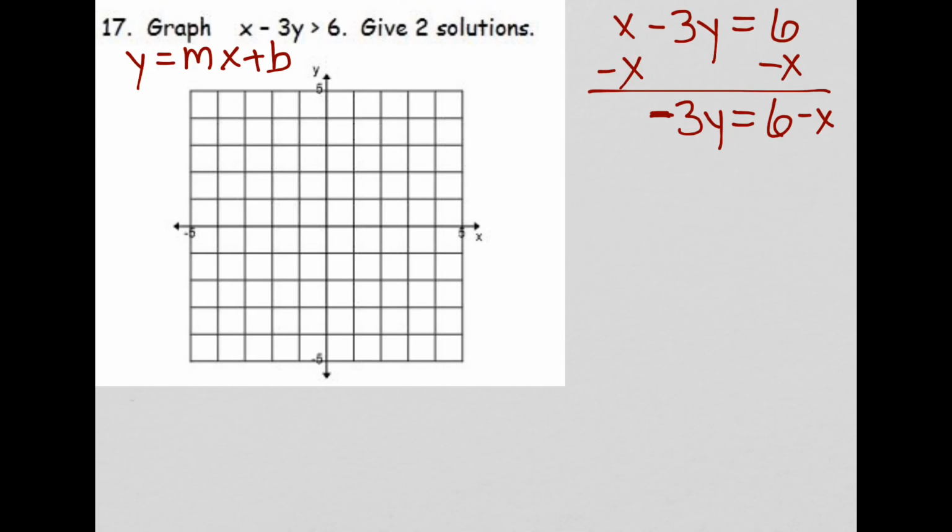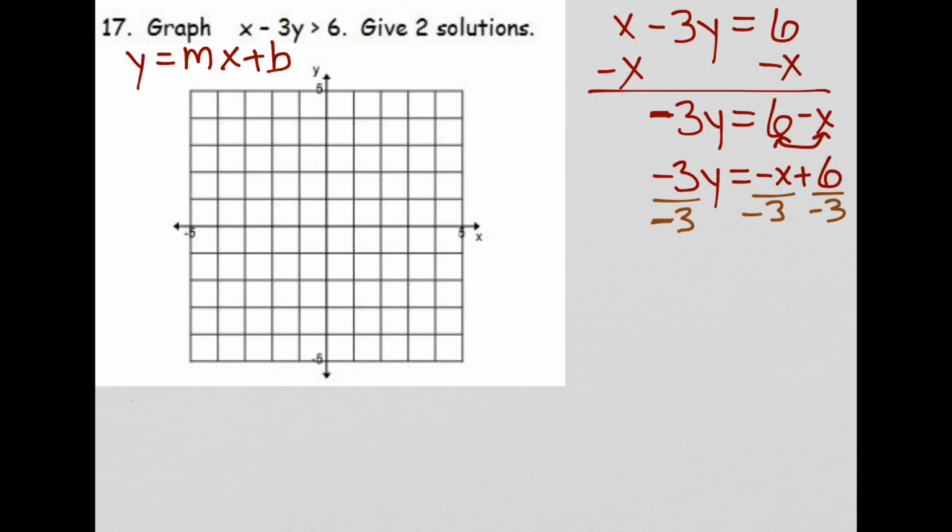So instead of 6 minus x, I'm going to reverse that and call that negative, or the opposite of x, plus 6. So negative 3y equals the opposite of x plus 6. I just switched them around, keep the sign with it, so that we could have mx plus b. Now I'm going to divide everything by negative 3, because there's a negative in front. When I divide each term by negative 3, another really common mistake is to not bring the negative with you. Don't forget it.